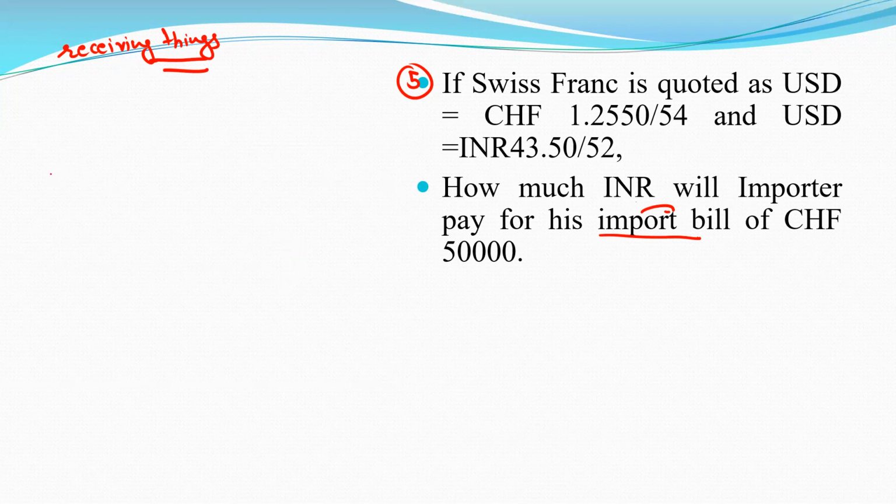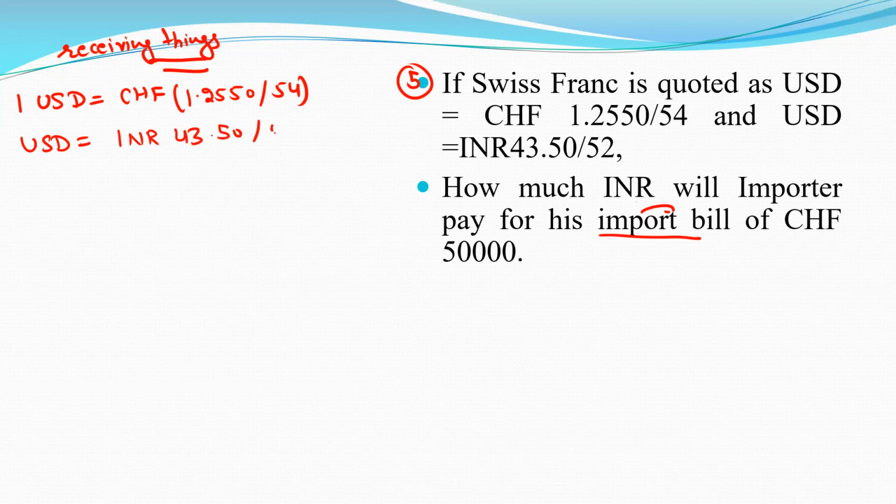So if Swiss francs is quoted as 1 USD is equal to CHF 1.2550, and USD is equal to, same question, INR 43.52. How many Indian rupees will the importer pay for his import bill of CHF 50,000? So how will we understand what to take?